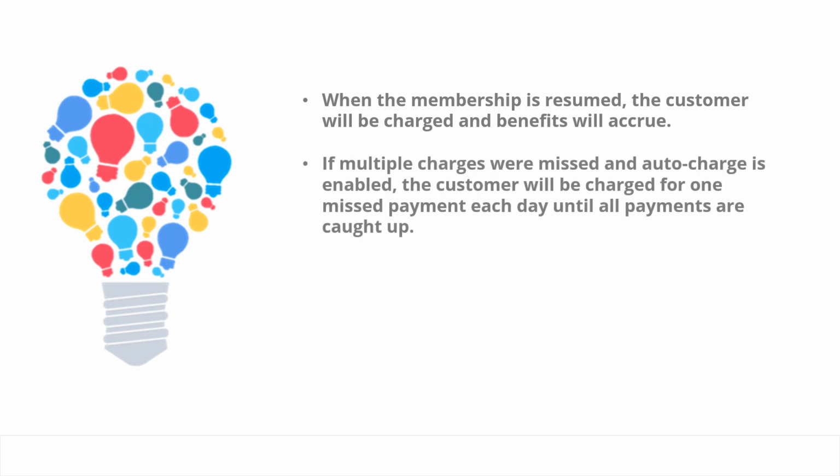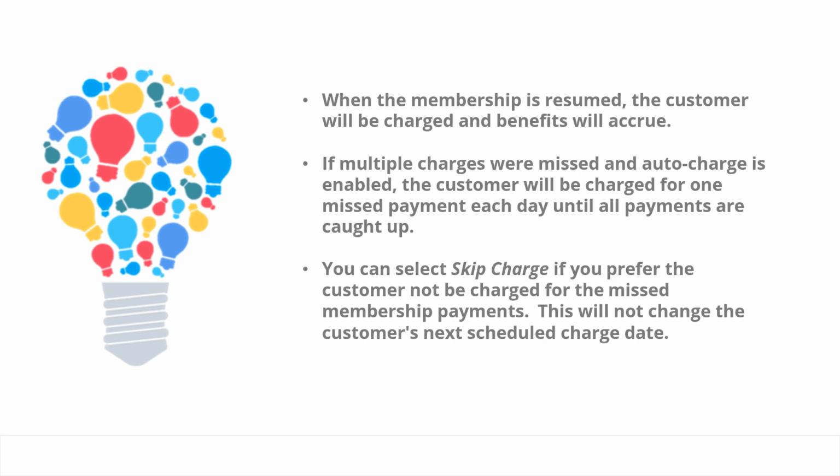If multiple charges were missed and auto charge is enabled, the customer will be charged for one missed payment each day until all payments are made. You can select skip charge if you prefer the customer not be charged for the missed membership payments. This charge will not change the customer's next scheduled charge date.